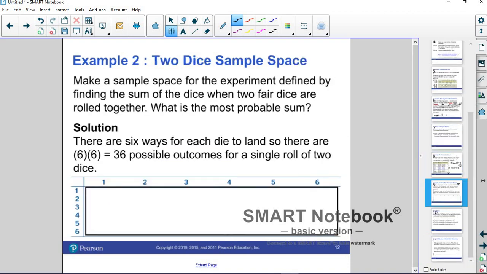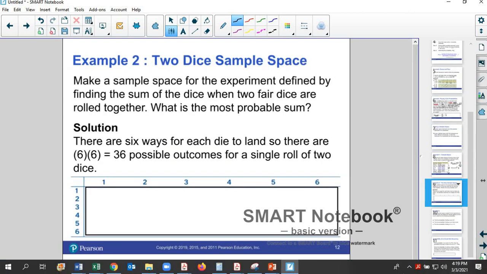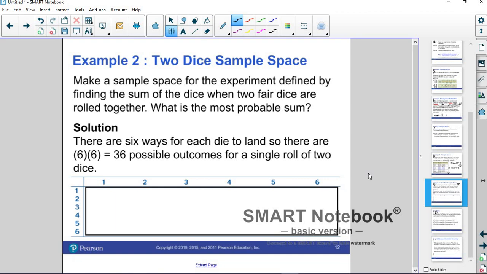Now, the second example here gives us the opportunity to look at rolling 2 dice at one time. And when you roll 2 dice, what we typically do is we add the 2 numbers together. So if you roll a 1 and a 3, you get a total of 4. But if you roll a 3 and a 1, you also get a total of 4. Or if you roll a 2 and a 2, you get a total of 4. So there's more than one way to get a 4. There's more than one way to get a lot of these numbers.